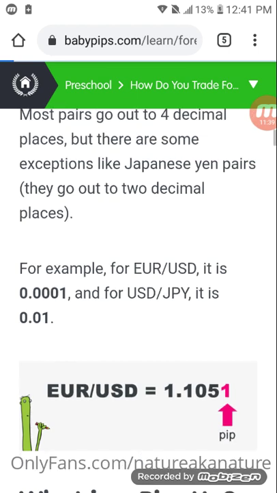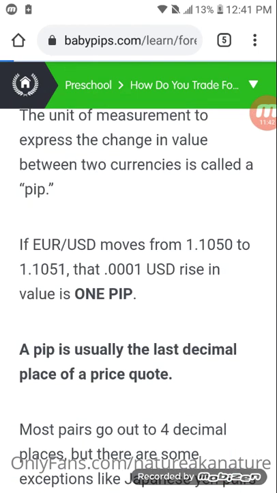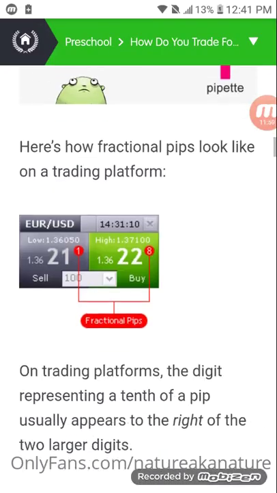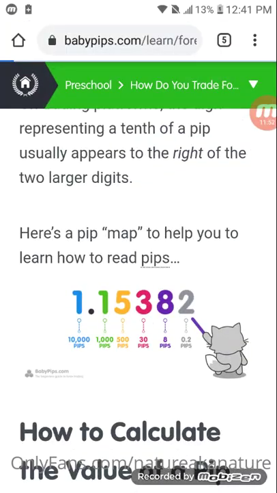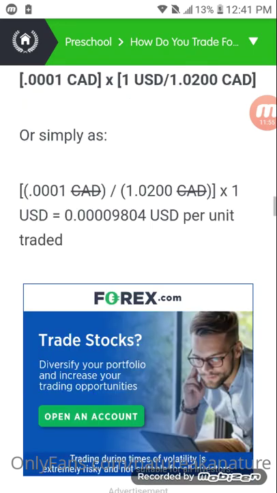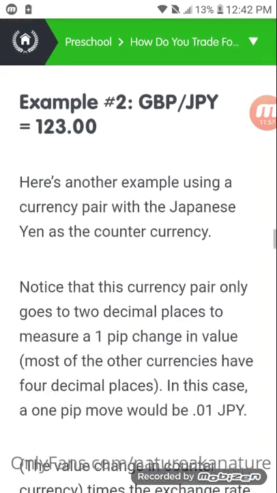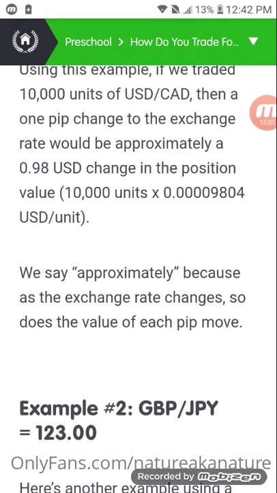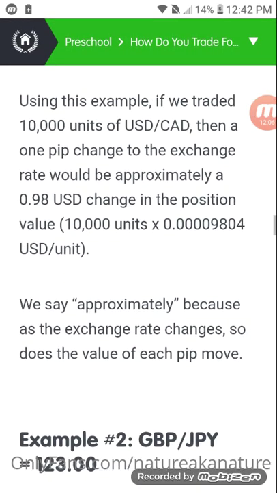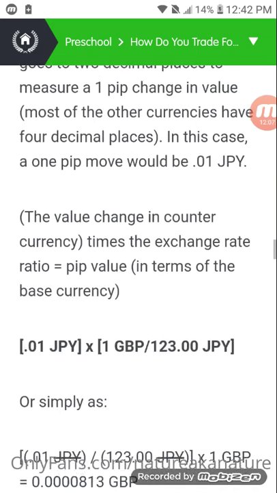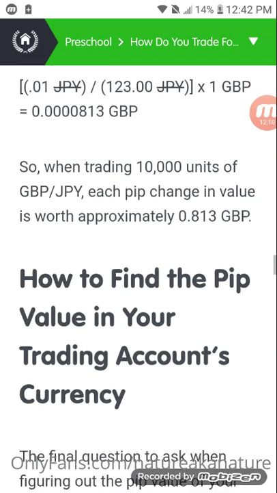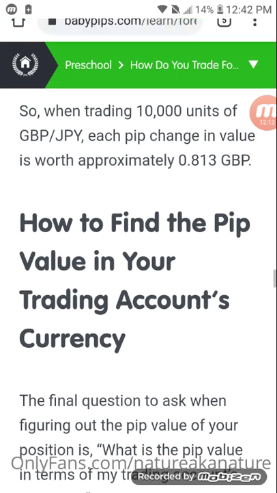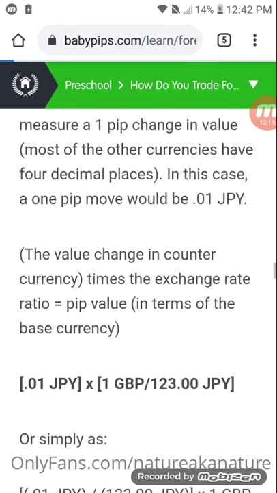If price went from 50 to 51, that would be 1 pip. So that's basically just how you read pips. That's really about it. These examples are kind of confusing. I understand it, but it's kind of confusing. I'm trying to find a good example. I'm not trying to get y'all confused. Just how to read pips was really the big one.